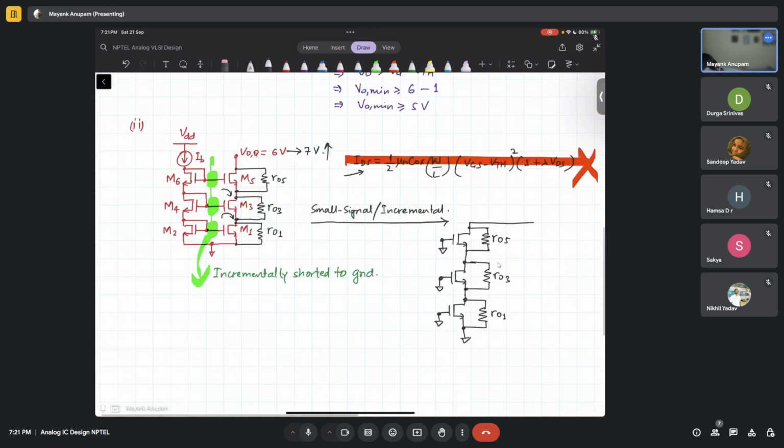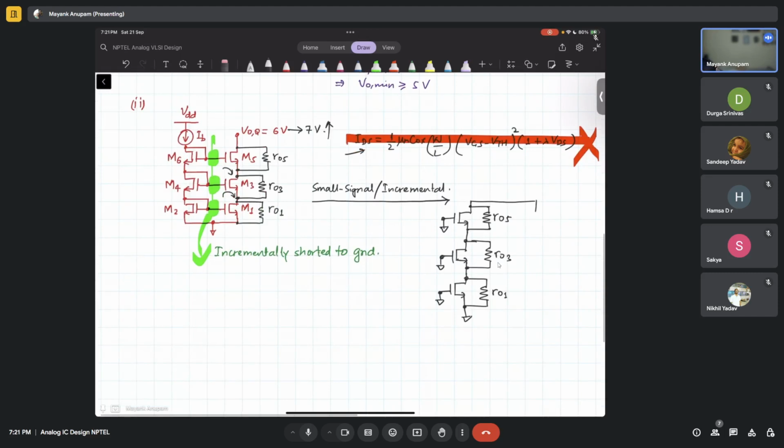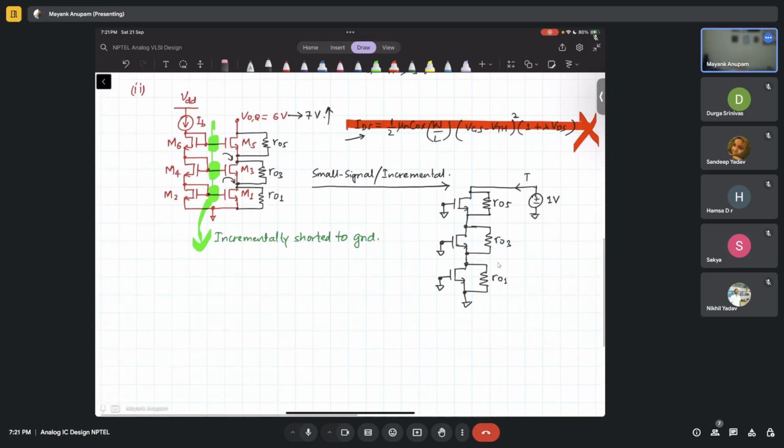And we have some voltage change here, right? Incrementally, its voltage changes from 6 volt to 7 volt. So what is the incremental voltage that we are going to apply here? 1 volt, exactly, because from 6 to 7 there is an increment of 1 volt. So because of this, how much will be I test? This is what you have to find out.